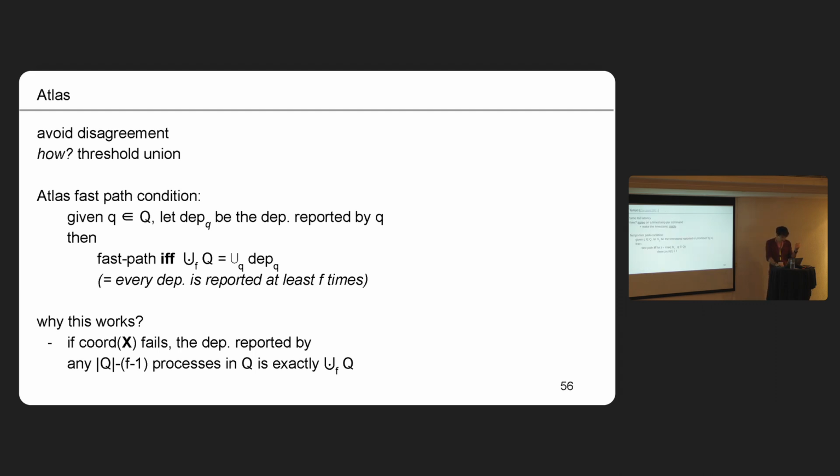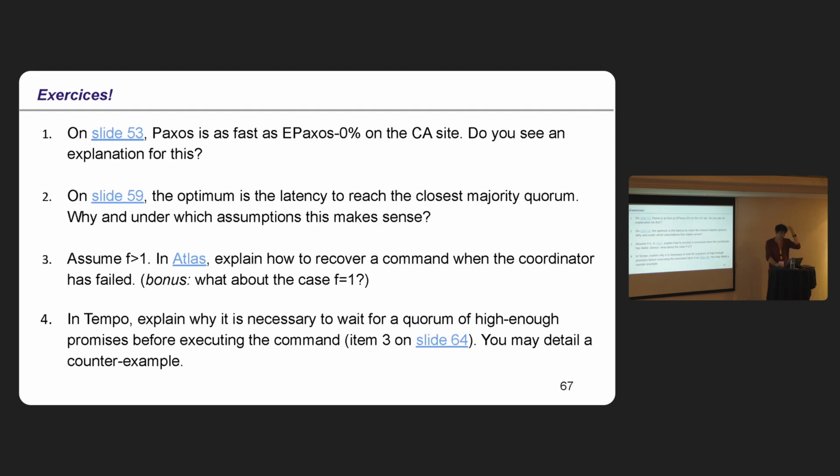Okay, good. So there is a bonus question. It's a tricky one, which is the case f equal 1. We can ignore it for the moment. Okay, now the fourth question, it's about Tempo.